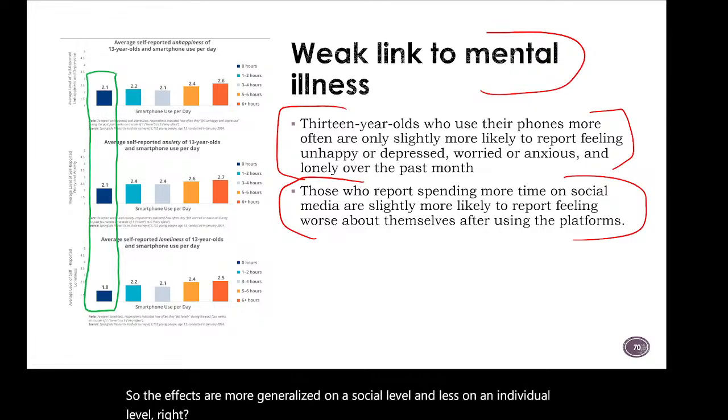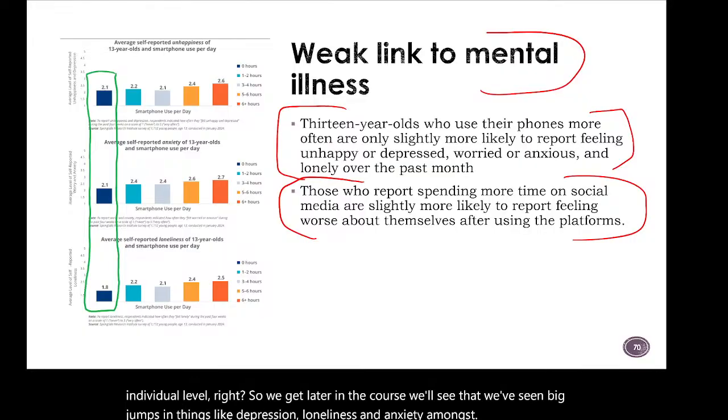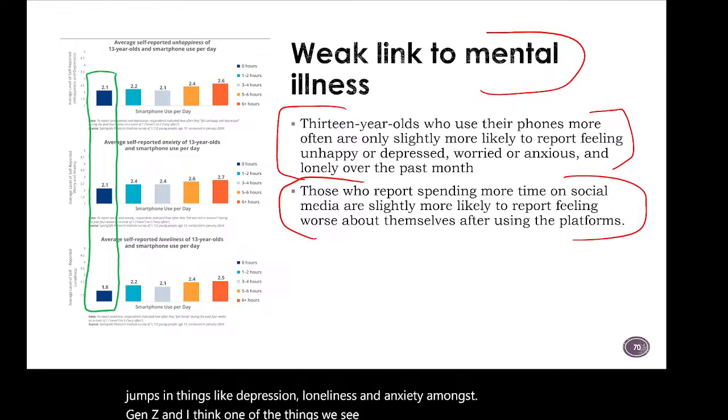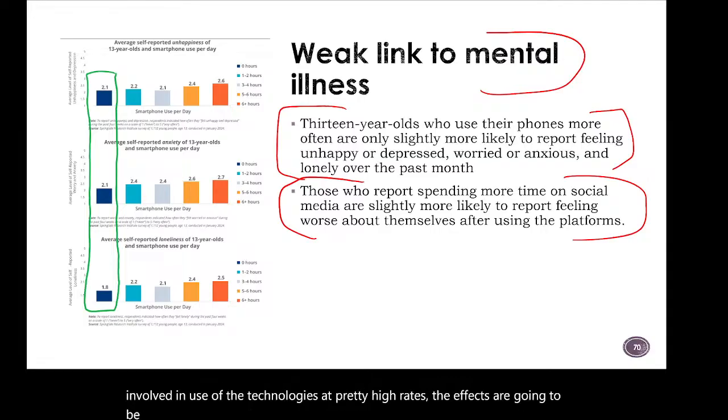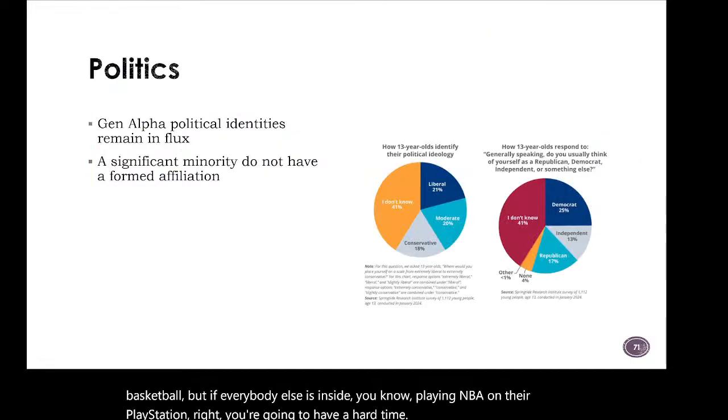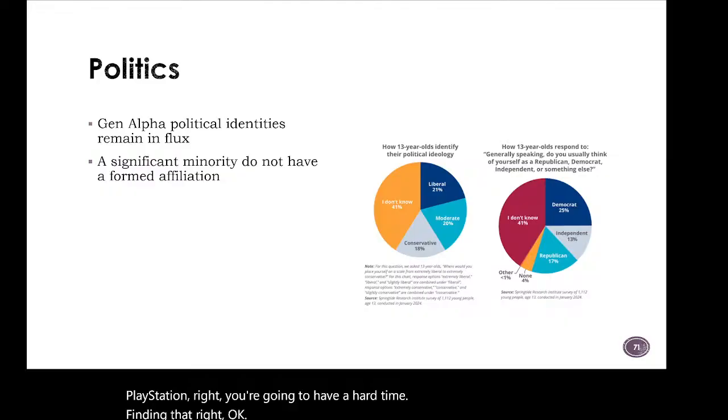Later in the course, we'll see that we've seen big jumps in things like depression, loneliness, and anxiety amongst Gen Z. And I think one of the things we see is that because the whole cohort is involved in use of these technologies at pretty high rates, the effects are going to be dispersed whether an individual uses the technologies or not. Because you might be the one without a smartphone looking to hang out and play basketball, but if everybody else is inside playing NBA on their PlayStation, you're going to have a hard time finding that. But again, we'll dig into that more as we go along.